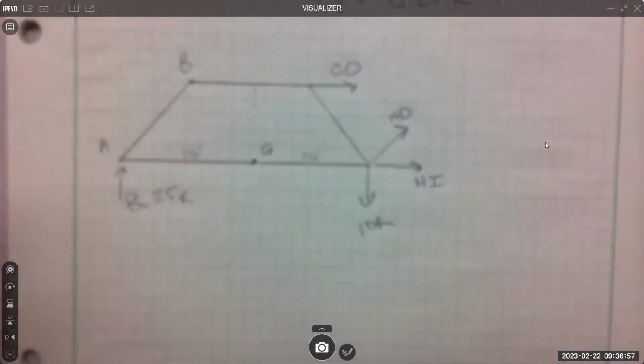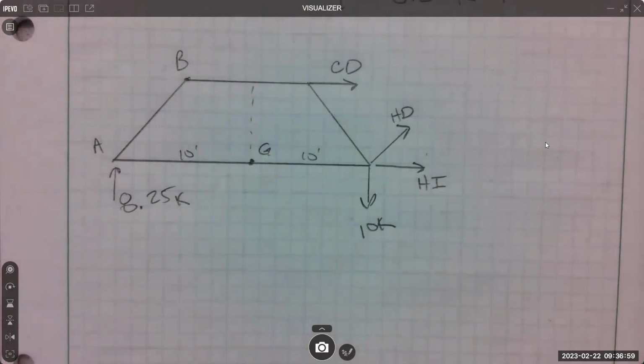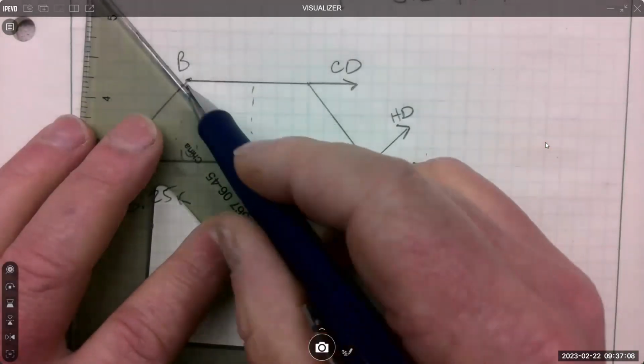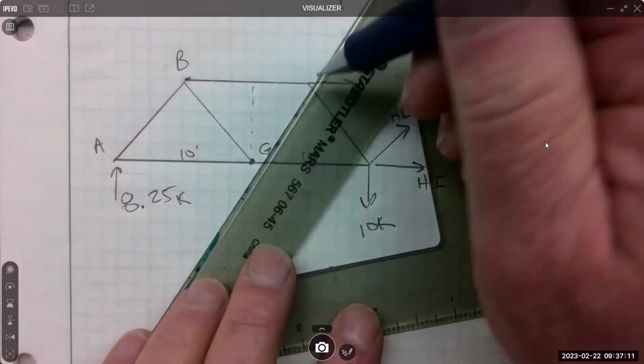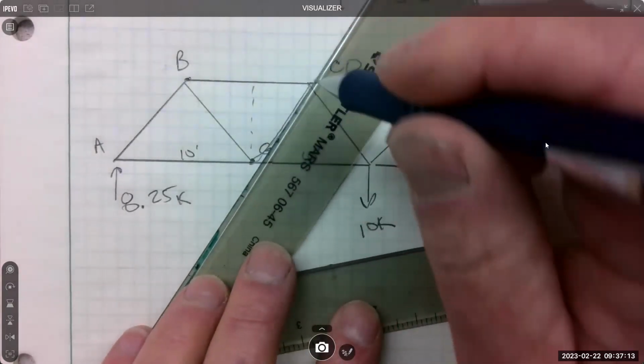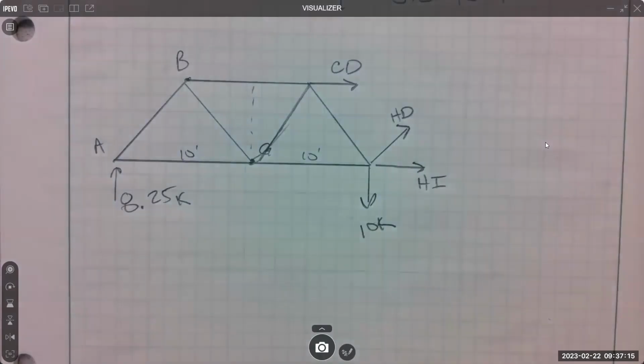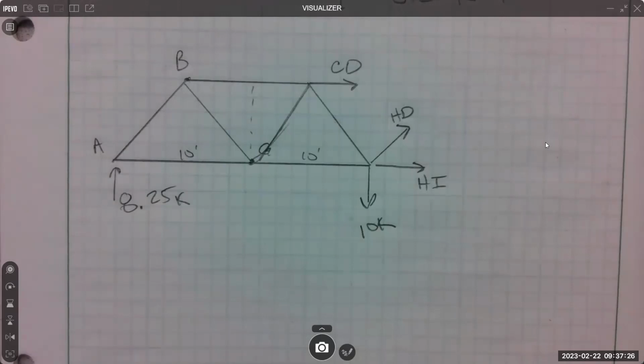And just like method of joints, once you get your new truss drawn, you no longer need those other pieces. So these members are in here, but they don't really matter because I'm leaving all of this together. I'll draw them in though, so it's not too confusing. So I cut through CD, HD, and HI, right? Cut through the ones they want to know.